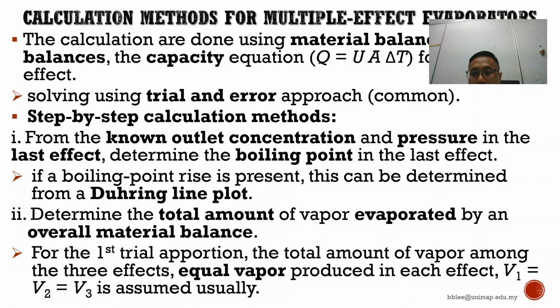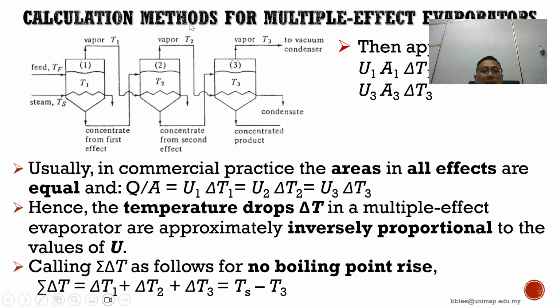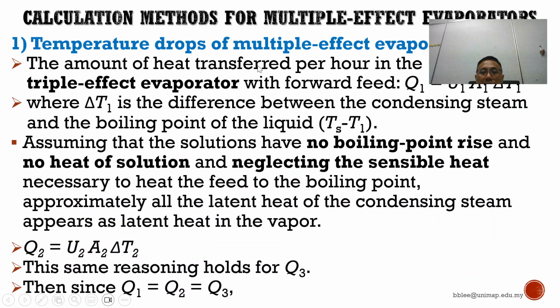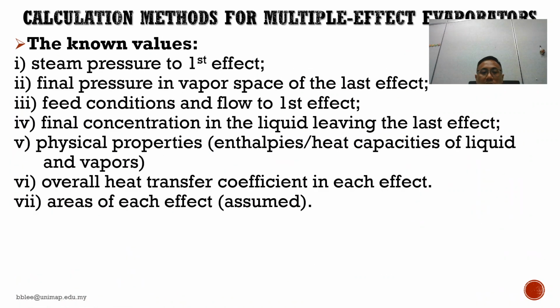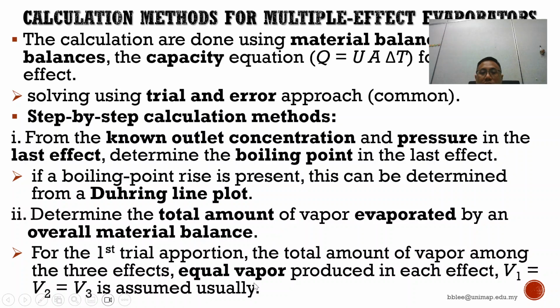Determine the total amount of vapor evaporated by an overall material balance. For the first trial, or the first guess, the total amount of vapor is apportioned among the three effects equally. We start with V1, the vapor coming out from the first effect. V2 and V3 are the same. We assume this first. Usually they are the same, so you make the first guess, and later we have to recalculate and confirm.